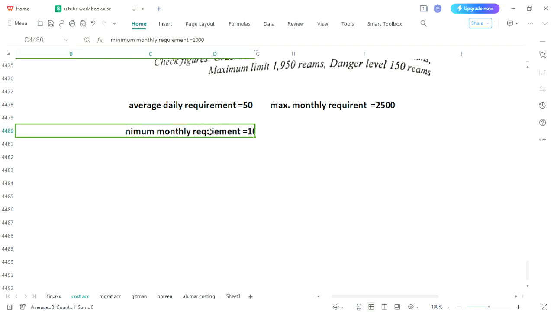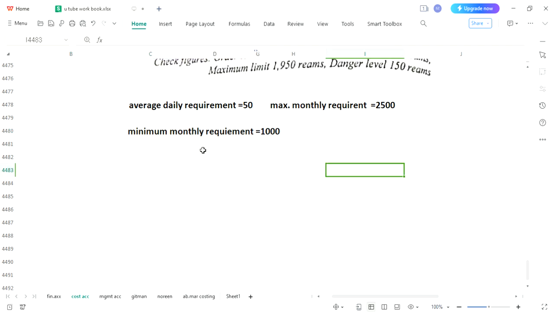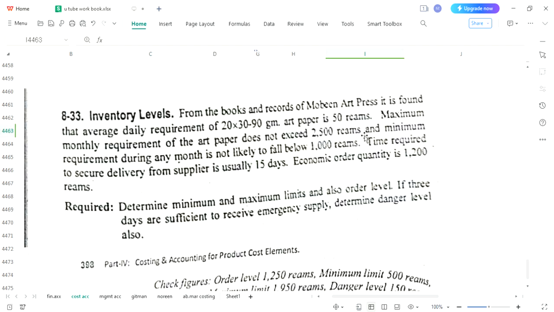So guys, we have data which is absolutely diverse. Values are not matched with each other. Some values are monthly, some values are daily. Now let's see what next is for us. Time required to secure a delivery is 15 days.